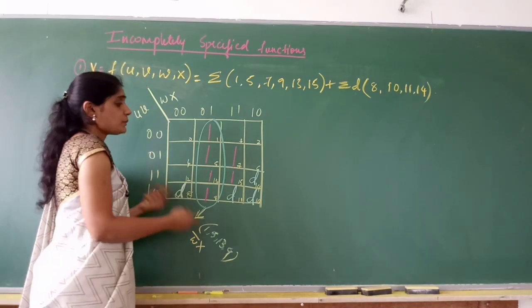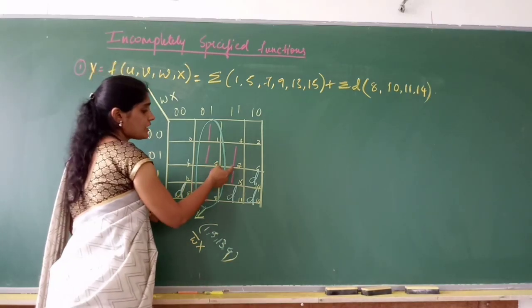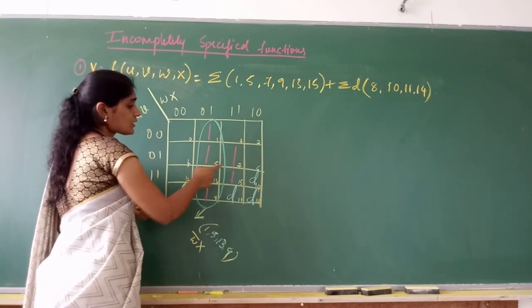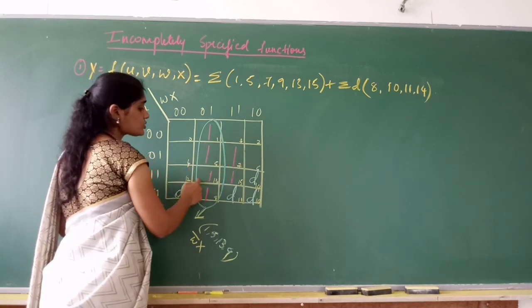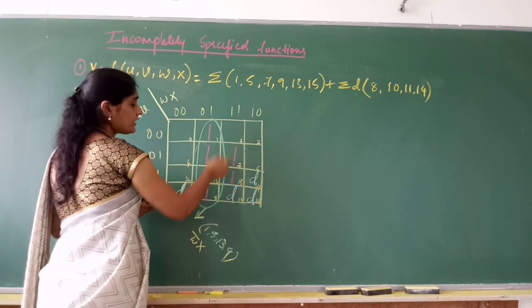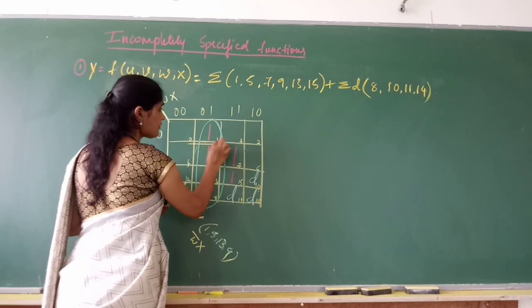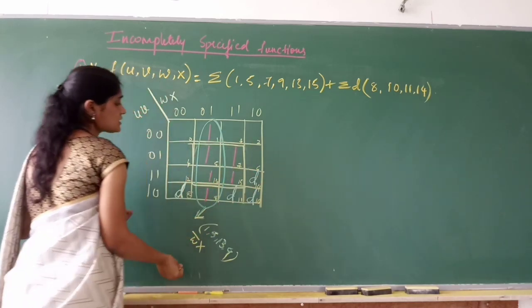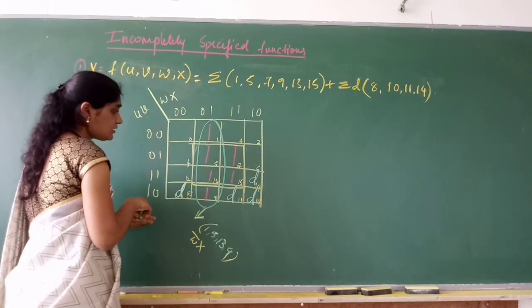Now, any other mean terms that are not covered? 7 and 15 are not covered. How do I cover 7 and 15? 7 and 15 are adjacent to 5 and 13. So I can group 7, 15 and 13, 15.